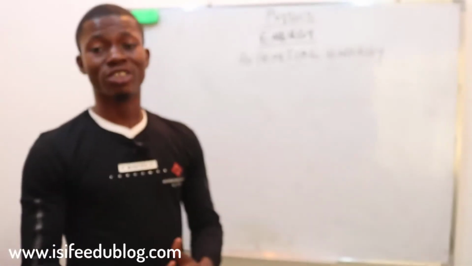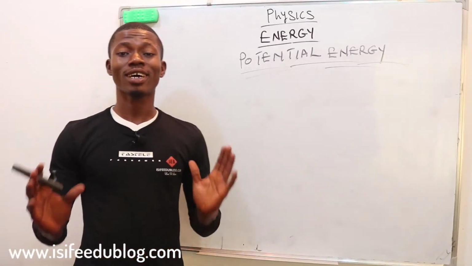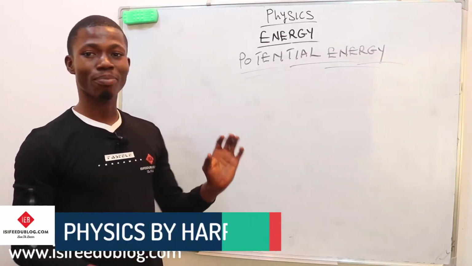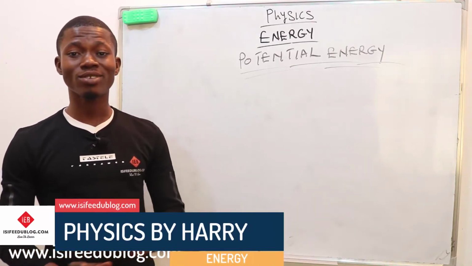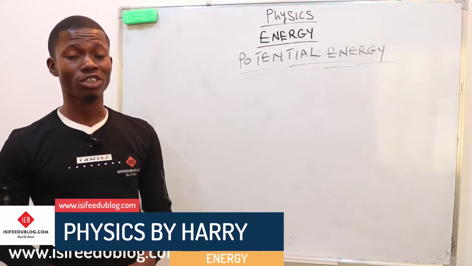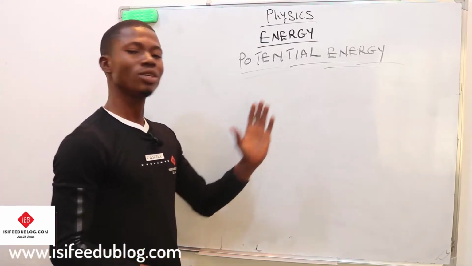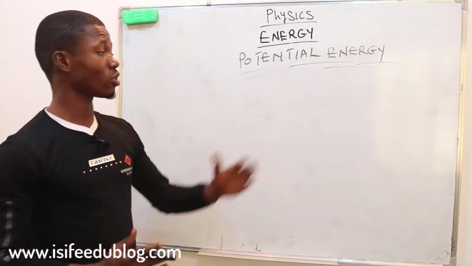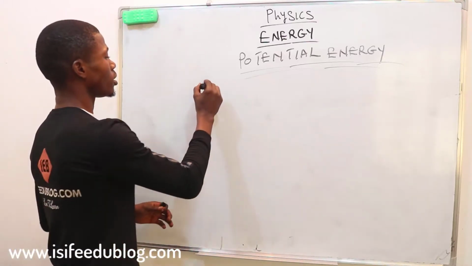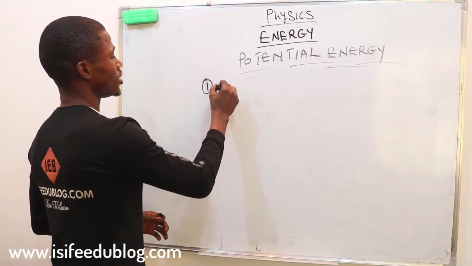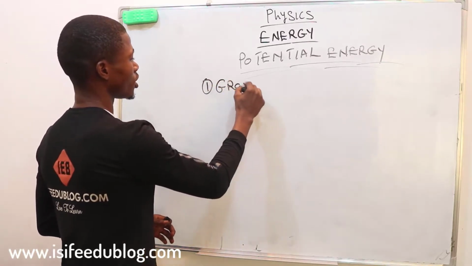Right over here is potential energy. Potential energy, as we all know, is an energy possessed by a body at rest. Once the body is at rest, it possesses what? Potential energy. And we have many types or forms in which this potential energy can exist. Number one form of potential energy is gravitational potential energy.